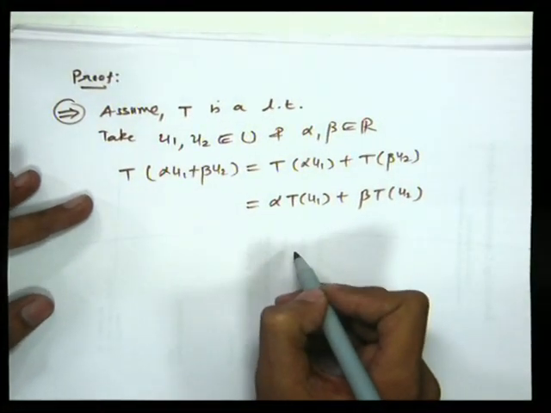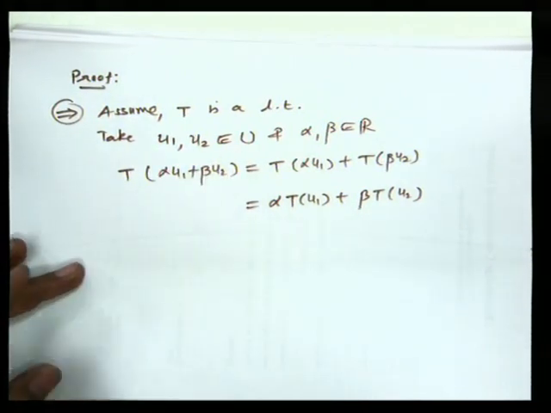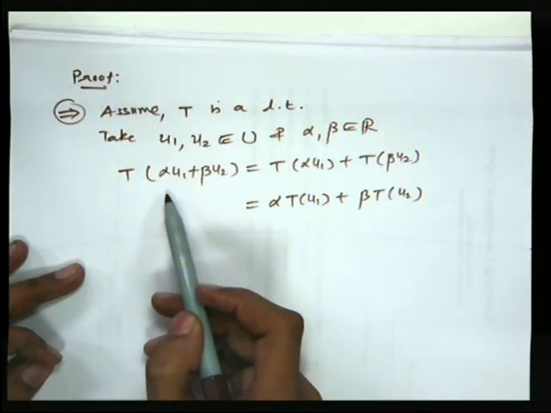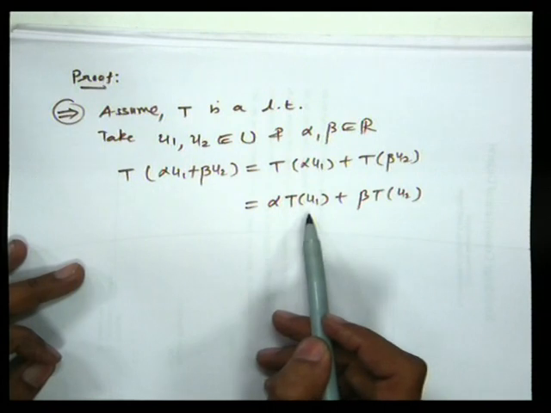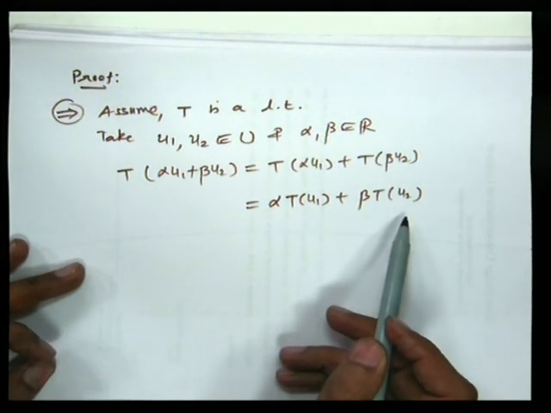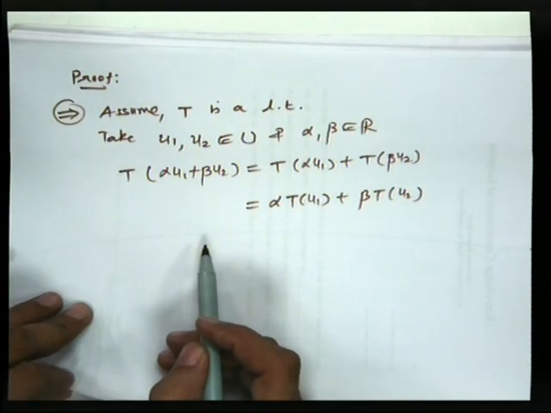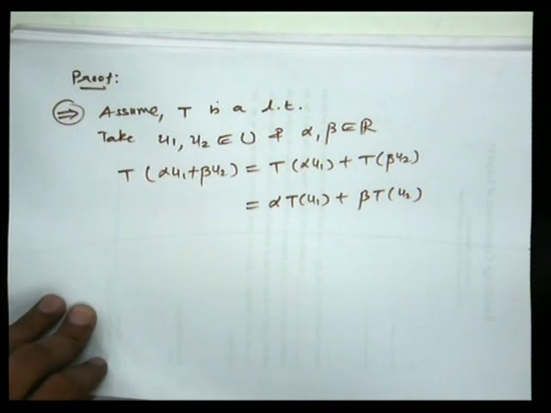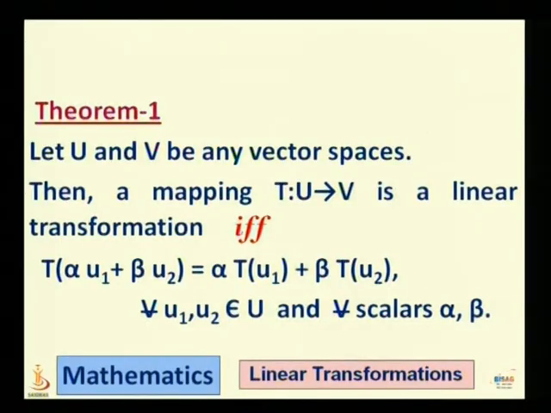Therefore, for any two vectors u1, u2 of U and any two scalars alpha, beta, T of alpha u1 plus beta u2 equals alpha times T of u1 plus beta times T of u2. So if T is a linear transformation, we get this condition. Now we prove the converse part.